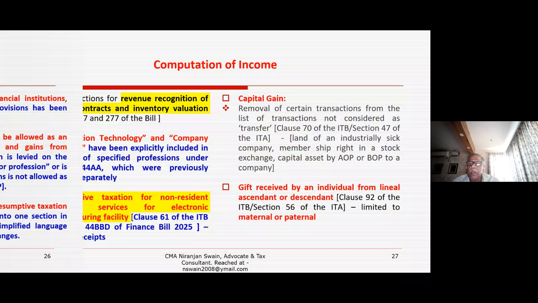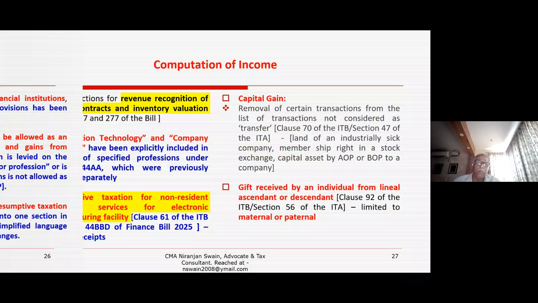So these transfers have been omitted, and thereby this transfer is subject to capital gain. And a gift received by an individual from lineal ascendants and descendants, these exemptions are available. You might have seen income from other sources. If you received any money or property from relatives or friends, to a certain extent exemptions are available. But now it has been limited to the paternal or maternal side.